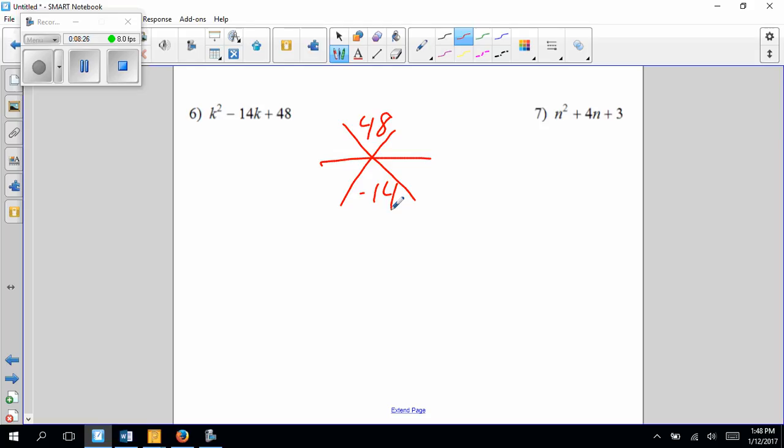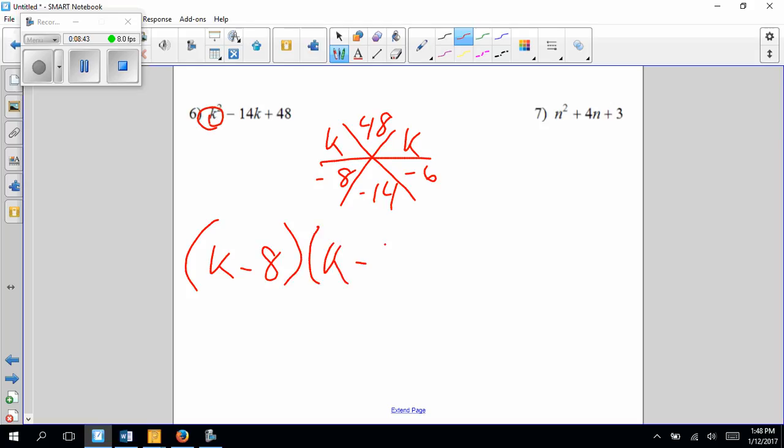It's got to be an 8 and a 6. That equals a positive, so I know it's got to be a -8 and a -6. My a value is 1, plus that variable is 1k, so I know it's just 1k. So my factors are k minus 8, k minus 6.